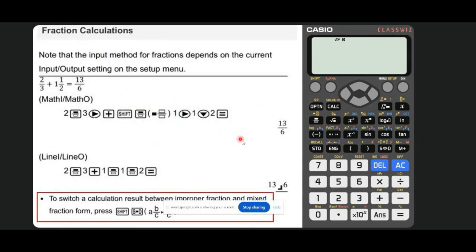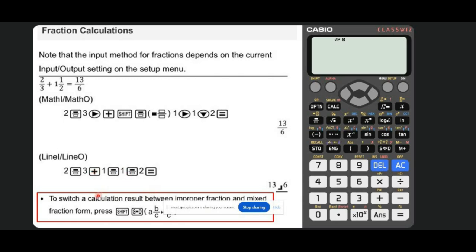Okay, so the fraction form is that you get this improper fraction. Then if you want to get the diagram like this, the answer like this, 13/6. This is the same thing as the fraction, just the diagram is not the same. So you need to choose the line 0 on the setup that you pressed just now. Same procedure, shift, menu, and then choose line 0.